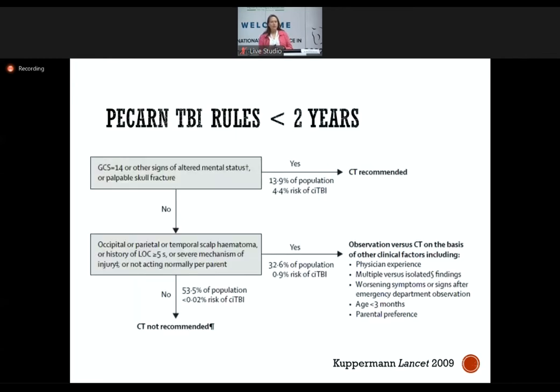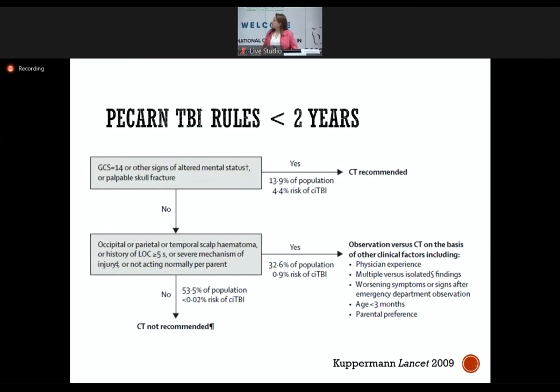And they came up with 2 rules. They did a rule for children less than 2 years of age and one for children greater than 2 years of age. And the reason why it was dichotomized at 2 years of age is that's approximately when children become verbal or consistently verbal. And so in the youngest children, you can't use subjective symptoms like, do you have a headache or how are you feeling? And so they wanted to examine those groups differently. Also, the mechanisms of injury and the types of injuries are different, and so they felt it was clinically important to look at these groups separately.